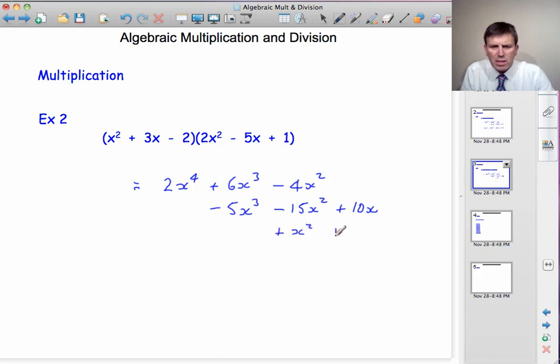Plus 1 times plus 3x is plus 3x. And plus 1 times minus 2 is minus 2. And again, having things in columns makes it easy to collect the final answer together. 2x to the power 4, plus 6x cubed minus 5x cubed is plus 1x cubed, or plus x cubed. Minus 4 minus 15 plus 1 is minus 18x squareds. Plus 10x plus 3x is plus 13x, minus 2. And that's our final answer, and we'll now move on to division.